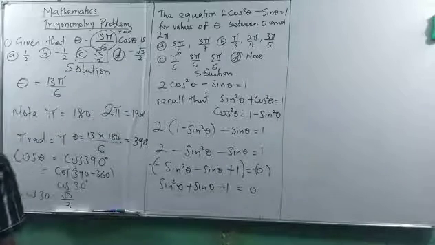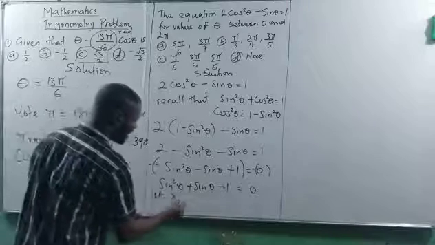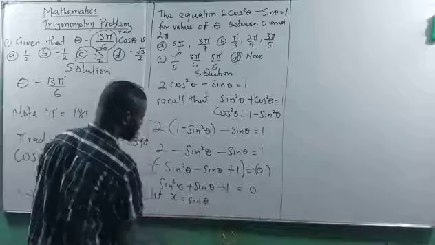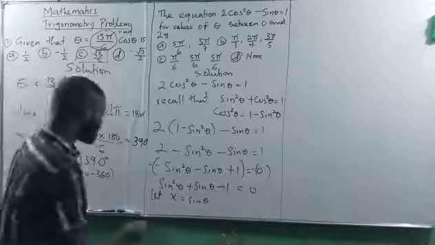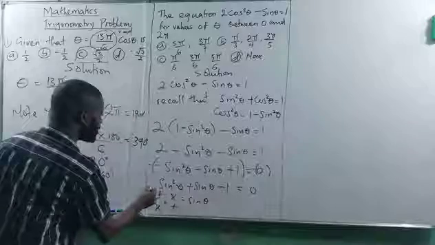For you to get it right, this is the normal way of solving a quadratic problem. If you like, you can say let x equals sine theta. From there you can say sine squared plus, this should be 2. Sorry, there will be a 2 here.